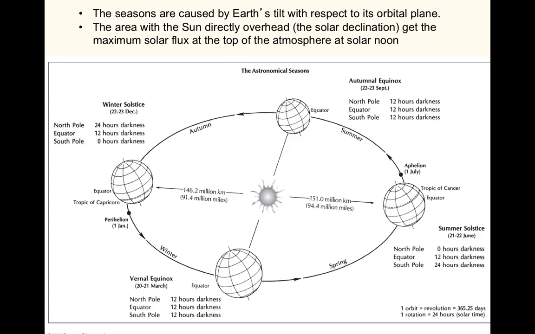The seasons are caused by Earth's tilt with respect to its orbital plane. The area with the sun most directly overhead, known as the solar declination, gets the maximum solar flux at the top of the atmosphere at solar noon.